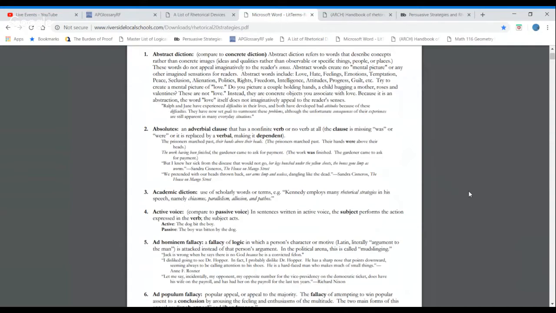Absolutes. An adverbial clause that has a non-finite verb or no verb at all. The clause is missing was or were, or it is replaced by a verbal making it dependent.